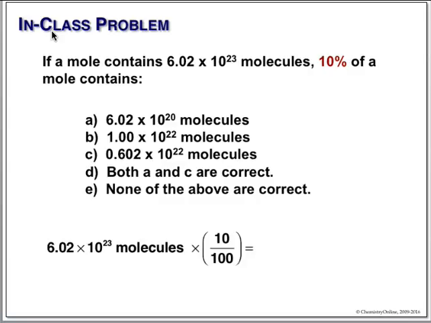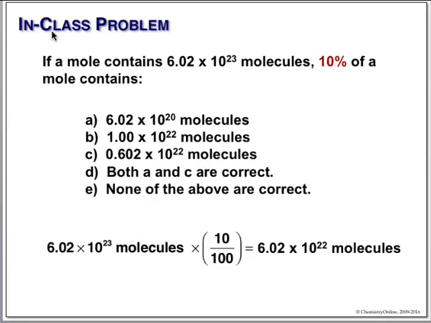no units here, so we just have molecules, multiply this out, and we have 6.02 times 10 to the 22nd. Now you can do that in your head because 10% is 0.1, so our exponent simply drops by 1.